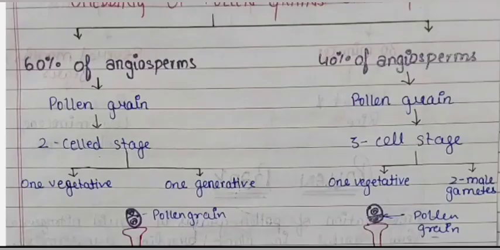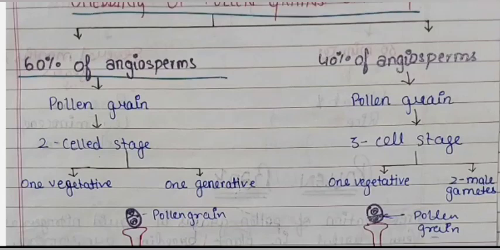Now coming to the topic, shedding of pollen grains on the stigma. In 60% of angiosperms, pollen grains are shed at the two-cell stage. One is the generative cell and the other one is the vegetative cell.